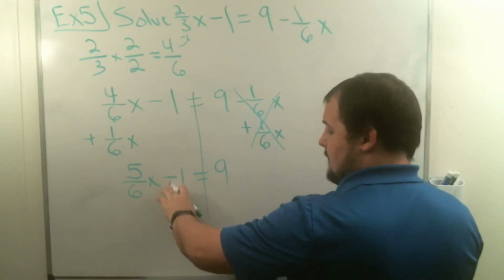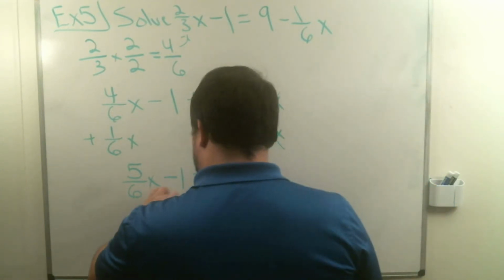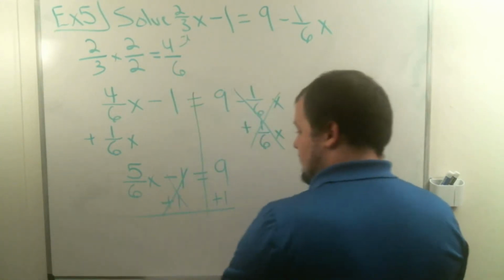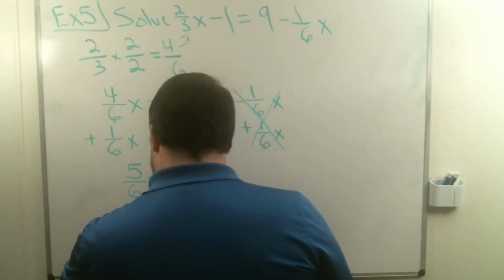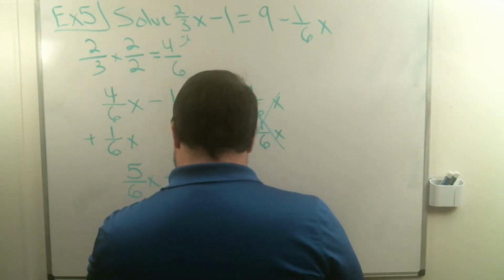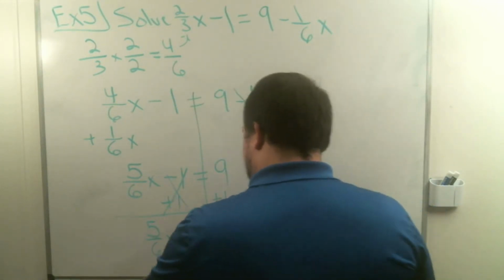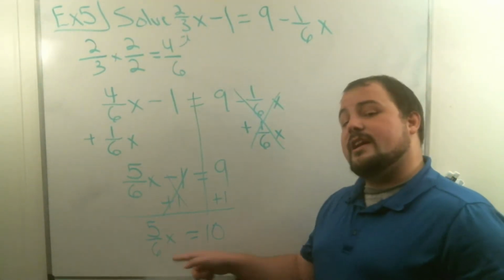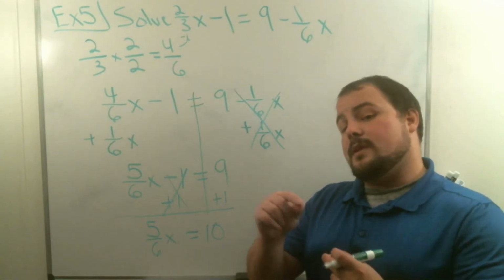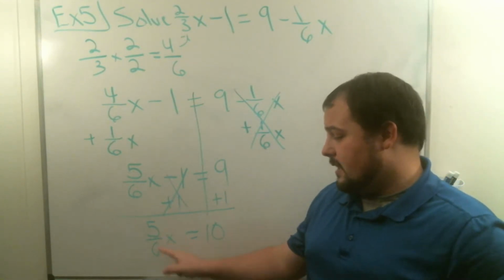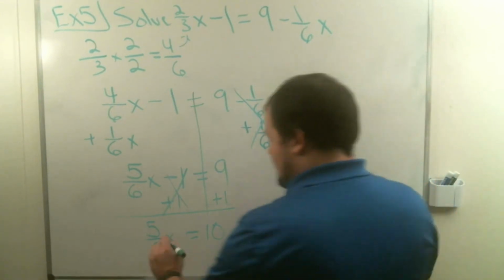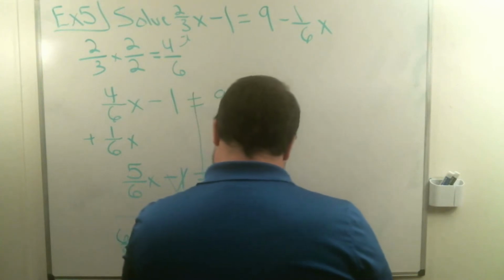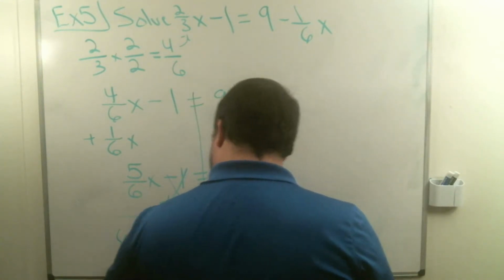Now I want to get rid of this minus 1. So to get rid of a minus 1, I add 1. Add 1. This cancels out as well. I still have 5/6x equals 9 plus 1 is 10. Now, we learned in the very first lesson, to get rid of a fraction next to a variable, we need to multiply by its inverse. So we're going to multiply 5/6 by its inverse on both sides. So we're going to multiply by 6/5 times 6/5.